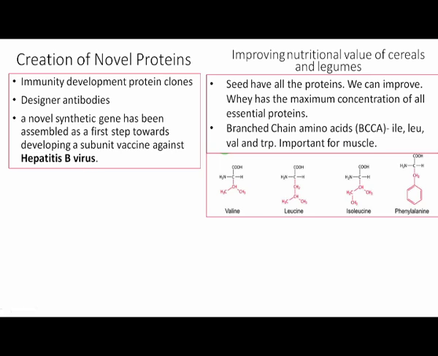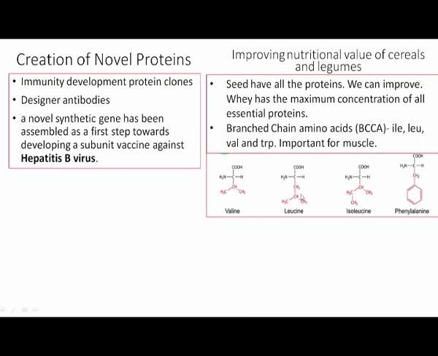Similarly, we can improve the nutritional values of cereals and legumes. The cereal seeds and legume seeds have all the proteins, and we can improve them. Whey, for example, has the maximum concentration of all the essential proteins, and in these seeds we have the branched chain amino acids, also called BCAA, for example isoleucine, leucine, valine and tryptophan, whose structures are shown here.